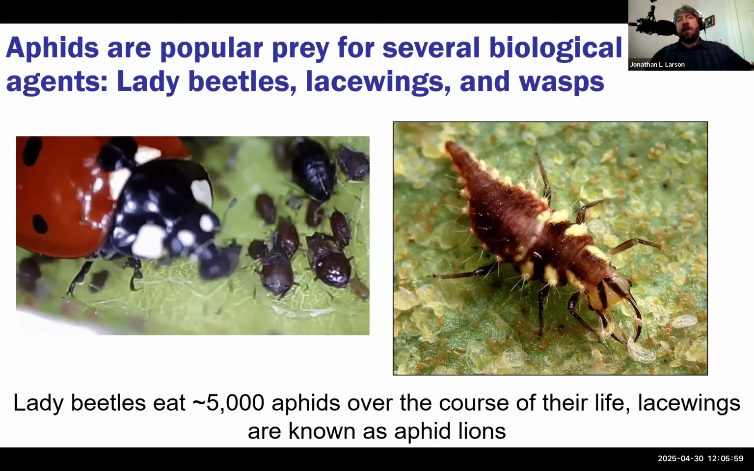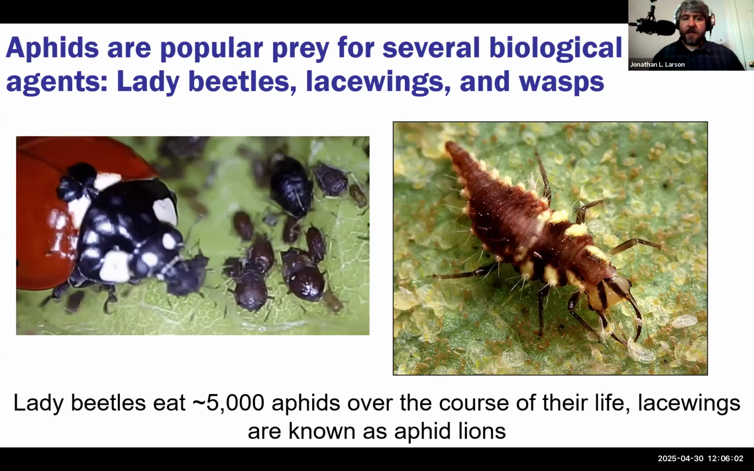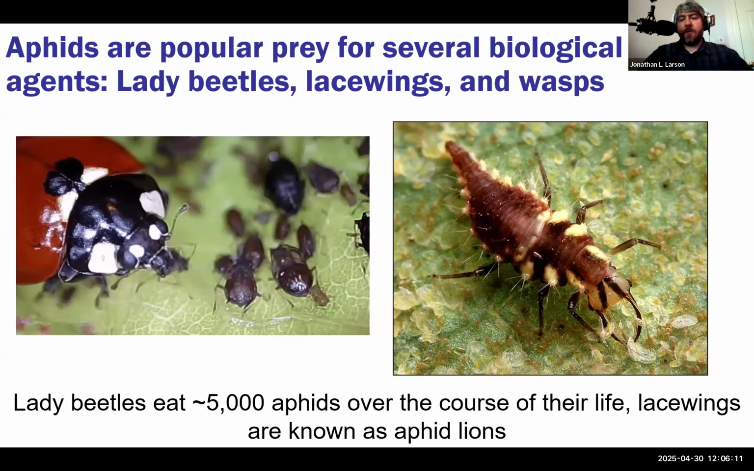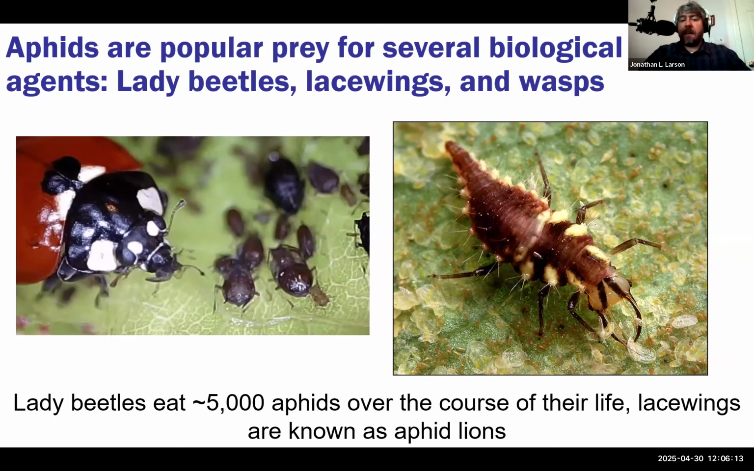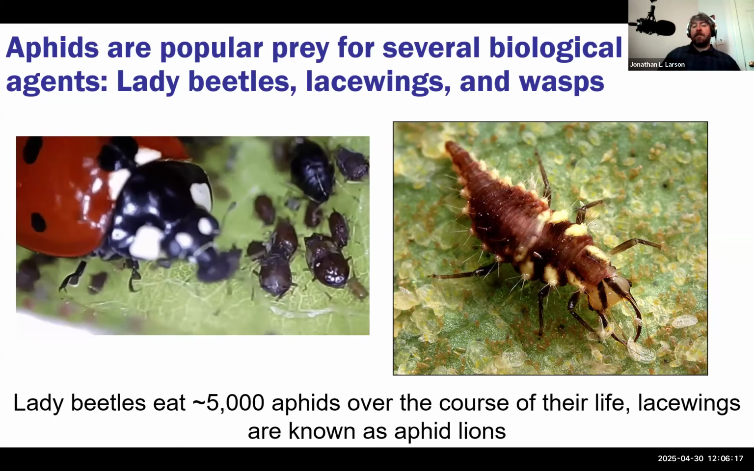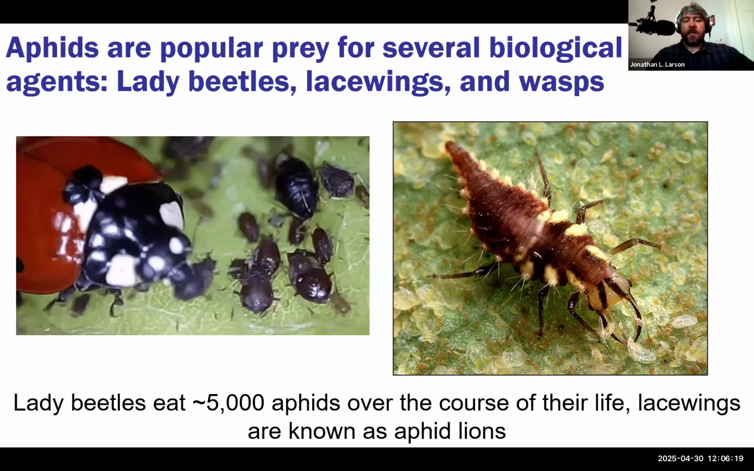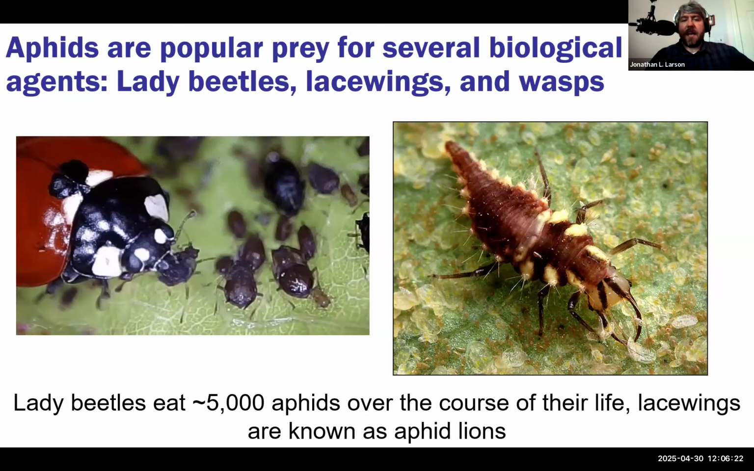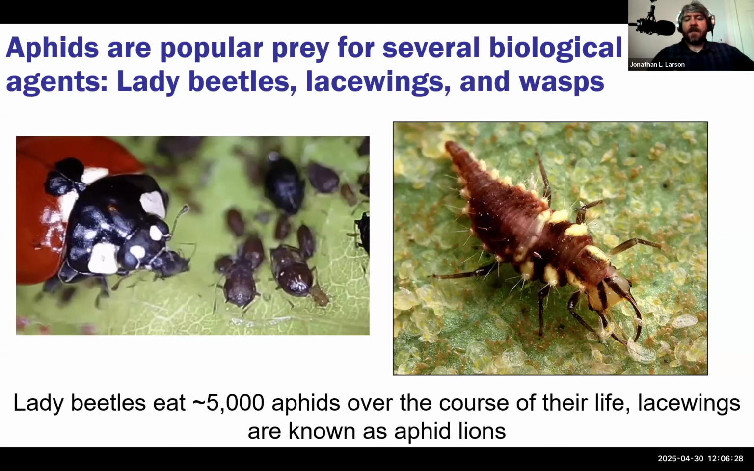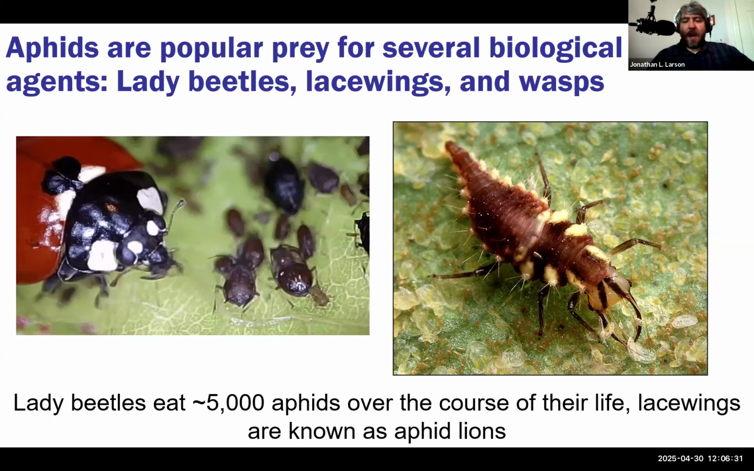We do have a pretty thriving biological control industry for these as well. They're very popular prey items for things like lady beetles and lacewings, and they're also a really important host for particularly parasitoid wasps. So there's lots of them usually, and that means that things like lady beetles and lacewings will get a lot of food out of them. Lady beetles in particular are known to eat about 5,000 aphids from their immature stages to adulthood. And then lacewings, they consume a similar number. They're also known as aphid lions because of the way that they hunt.